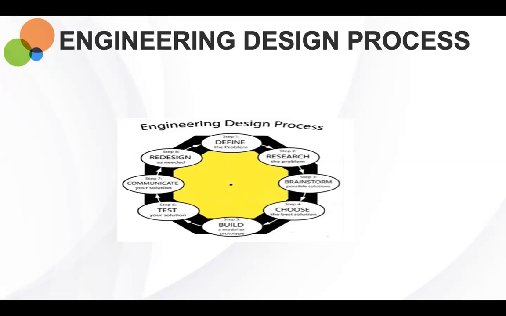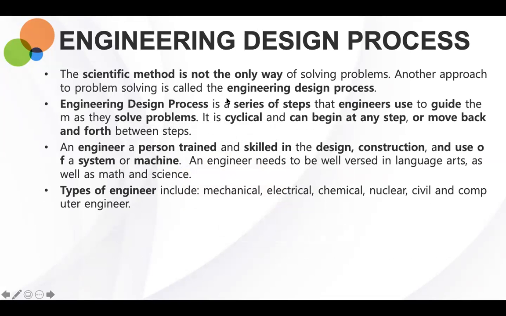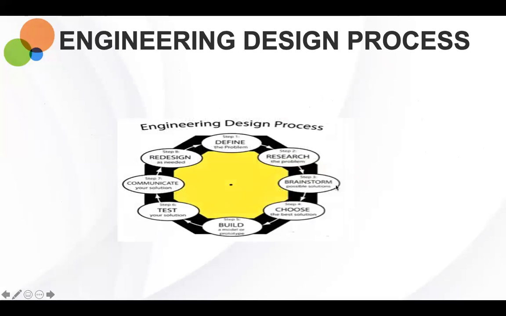Randa. All right, so we spoke about the engineering process and the fact that the scientific method is not the only way to solve problems or to come up with solutions. The engineering process is a series of steps that engineers use to guide them as they solve problems. An engineer is a person that is well skilled and trained in designing, construction, and the use of systems or machines. So these are some types of engineers.